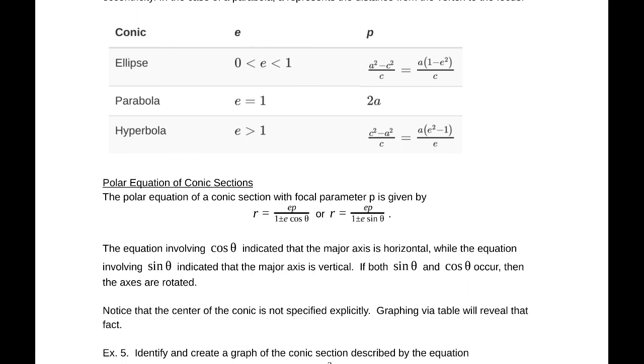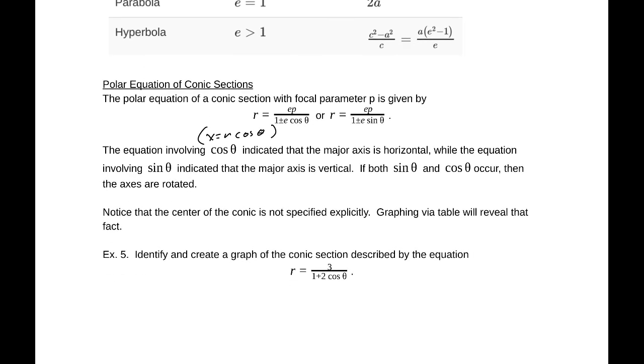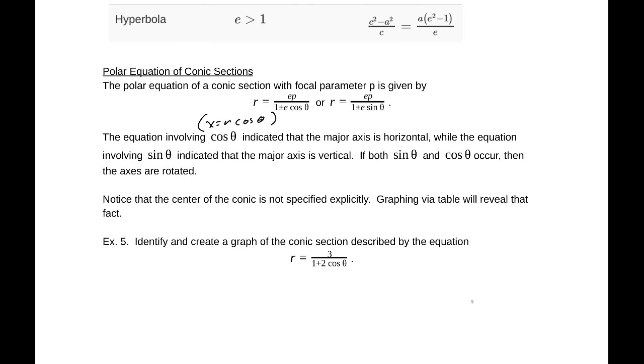If it involves a cosine, that means the major axis is horizontal. Remember, our cosine is x equals r cosine theta from before, while the equation involving sine theta means the major axis is vertical. Again, you can think of sine values as y values. If both sine and cosine occur, then our axes are actually rotated. Now, they don't tell us the center here, so we'll have to graph to find that.